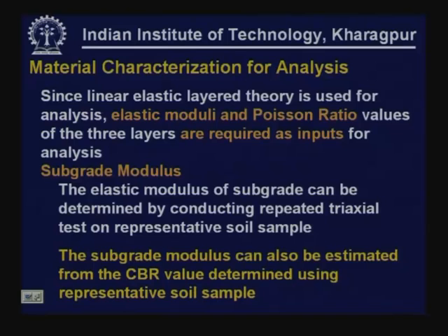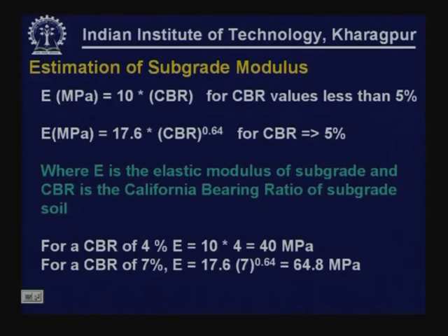The expressions that are commonly used to estimate elastic modulus value or resilient modulus value of subgrade soil: elastic modulus value expressed in megapascals is 10 times CBR for CBR values less than 5%. For stronger subgrades represented by CBR values greater than or equal to 5%, elastic modulus value can be expressed as 17.6 multiplied by CBR to the power 0.64, where E is the elastic modulus value of subgrade and CBR is the California bearing ratio of subgrade soil.